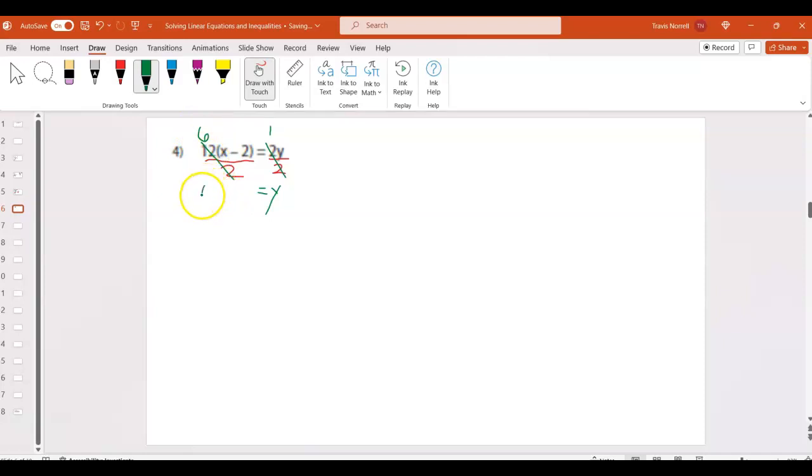So that will leave me 6 times x minus 2. Because that's in parentheses, this is 12 times x minus 2 divided by 2. And multiplication and division are on the same level in PEMDAS. So you don't have to do all multiplication before division. So you can go ahead and divide these two numbers before you try to distribute the 12.